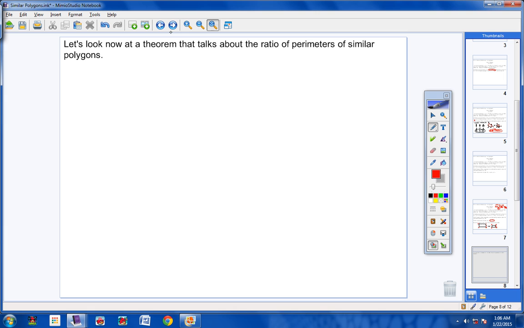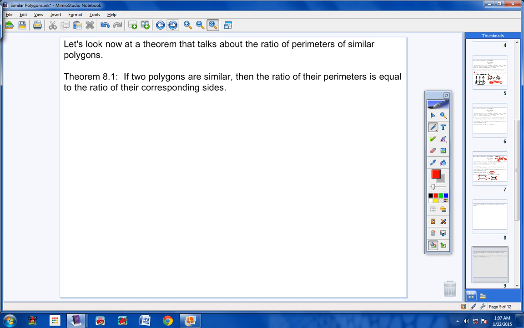Alright, let's continue on. Now, we're going to take a look at a theorem that talks about the ratio of perimeters of similar polygons. So watch this carefully. Please copy this down. You're responsible for this. If two polygons are similar, then the ratio of their perimeters is the same as the ratio of their sides. Copy that down. You're responsible for that theorem. If two polygons are similar, then the ratio of their perimeters is equal to the ratio of their corresponding sides.